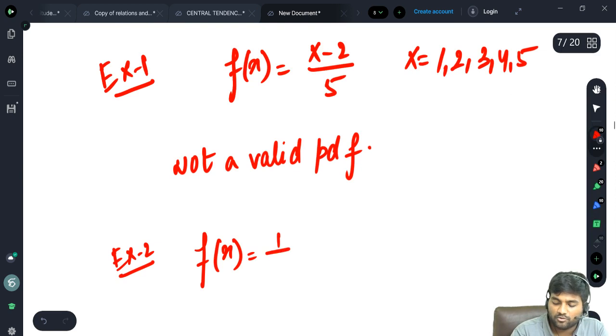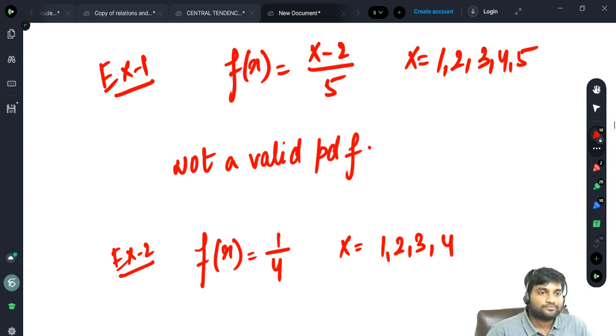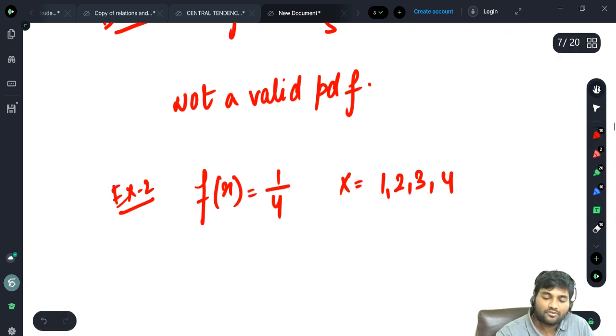Next is f(x) is equal to 1 by 4, where x is taking the value 1, 2, 3, 4. Vishesh, yes, how to solve? Tell me, is this a valid PDF or not?